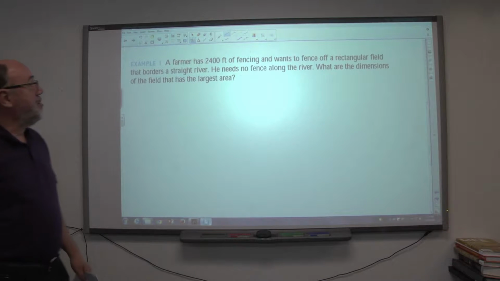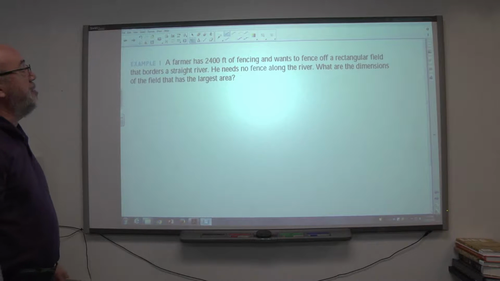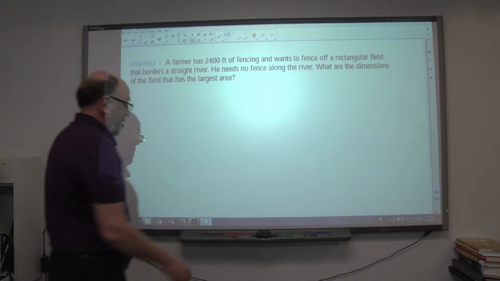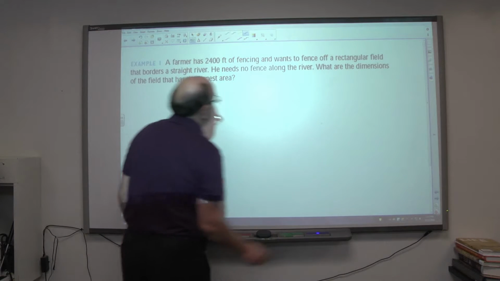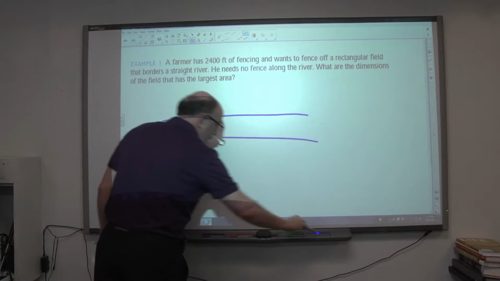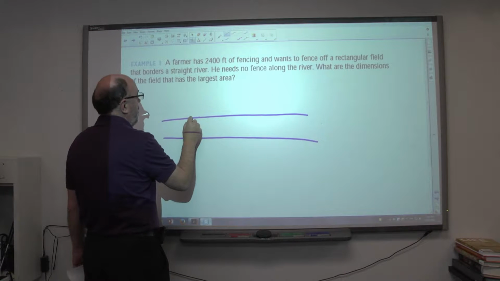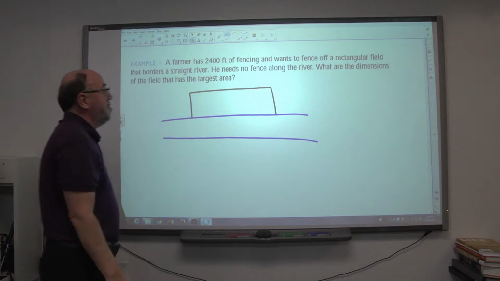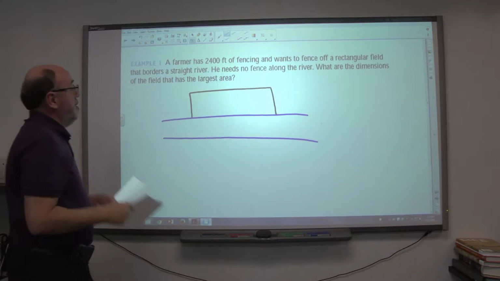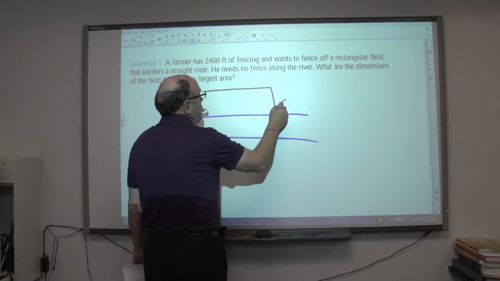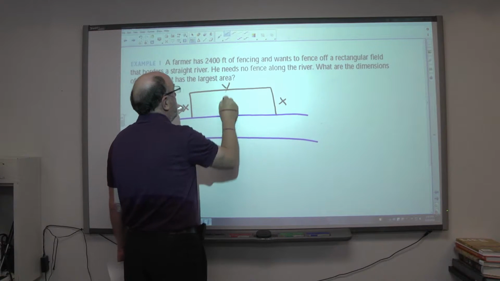So for example, this one. A farmer has 2,400 feet of fencing, wants to fence off an area that borders a river, no fence along the river. What are the dimensions of the fence? So we have our river, and then we want to have a fence bordering the river. Okay. So we don't know what the dimensions are, so let's call this x, and this will be x, and then this will be y.